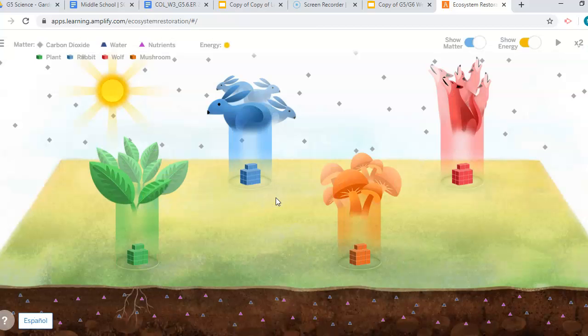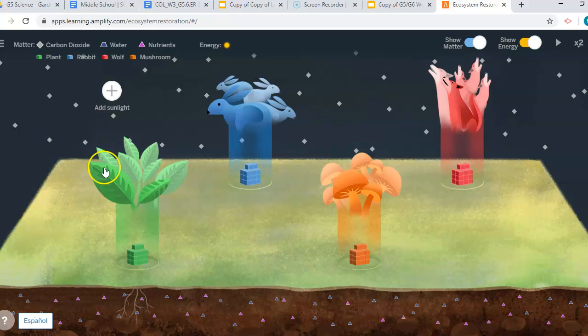Okay, so we just saw carbon dioxide and water being removed. I'm wondering, do we really need carbon dioxide and water for our plants to survive in our ecosystem? Now, let's look at when sunlight is removed. So I'm going to now remove my sunlight. We are going to focus on the sun and plants relationship.